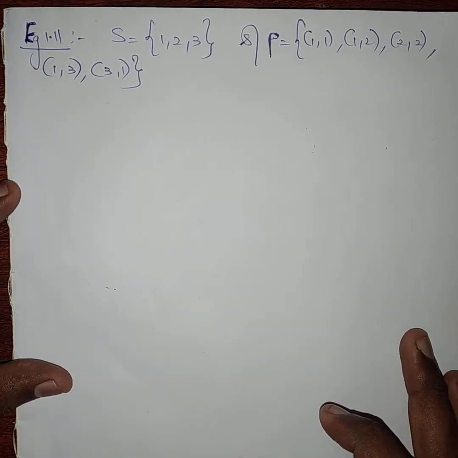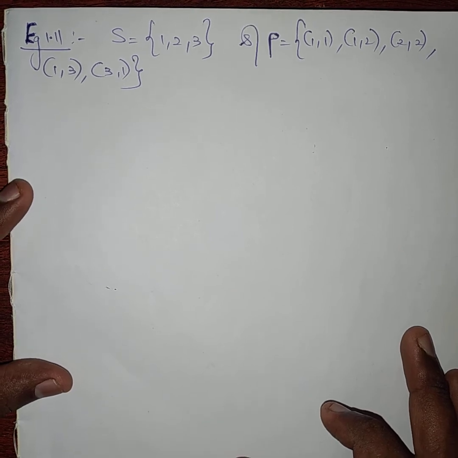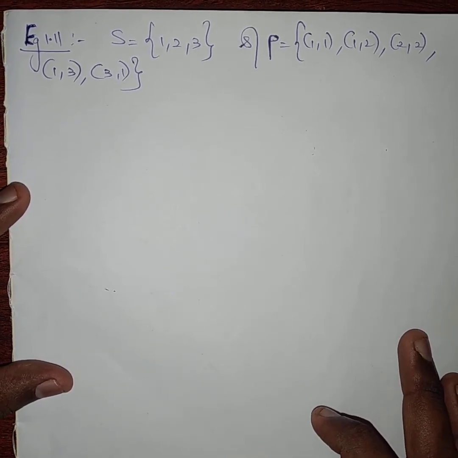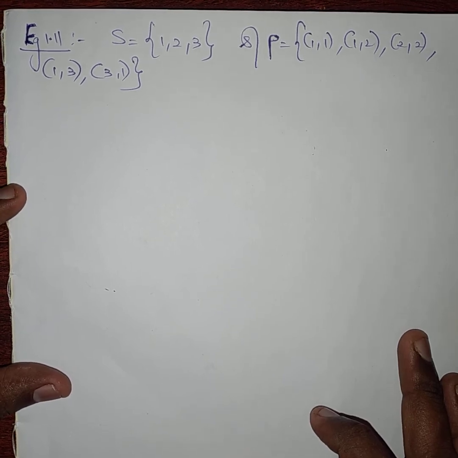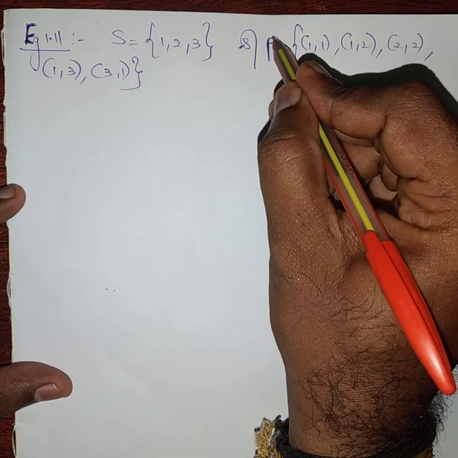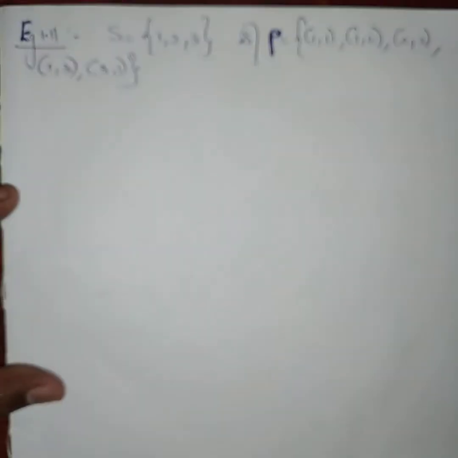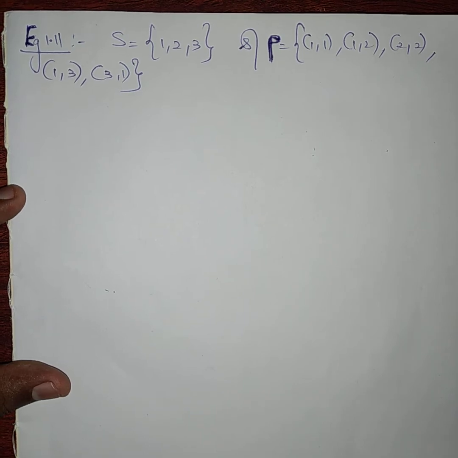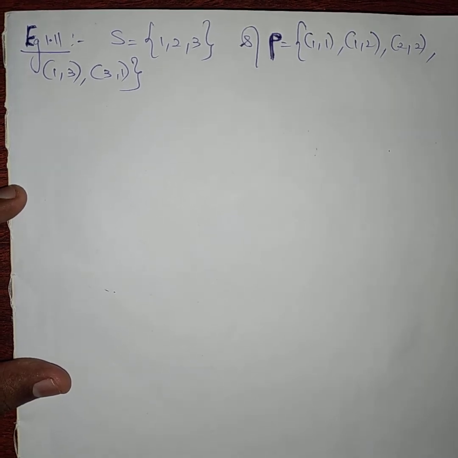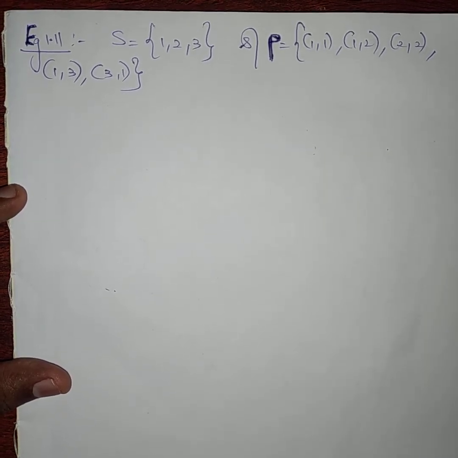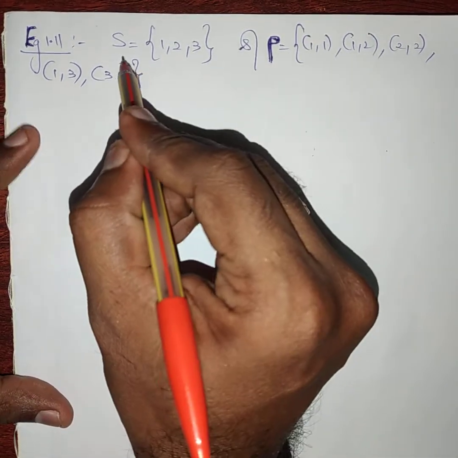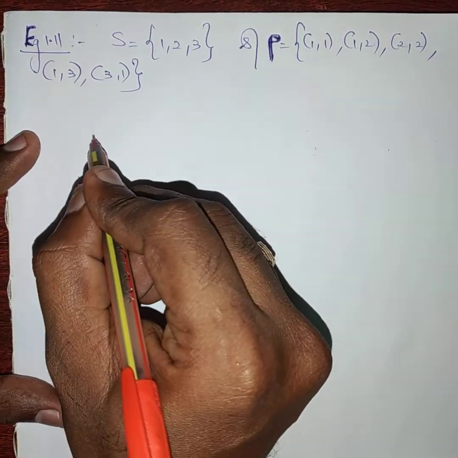So now example 1.11. They have given S equal to {1, 2, 3}, the set S, and they have taken a relation, nothing but rho: {(1,1), (1,2), (2,2), (1,3), (3,1)}. Before moving into the sum, I want to teach you an important word in this sum. First we are going to find the cross, that is the Cartesian product.